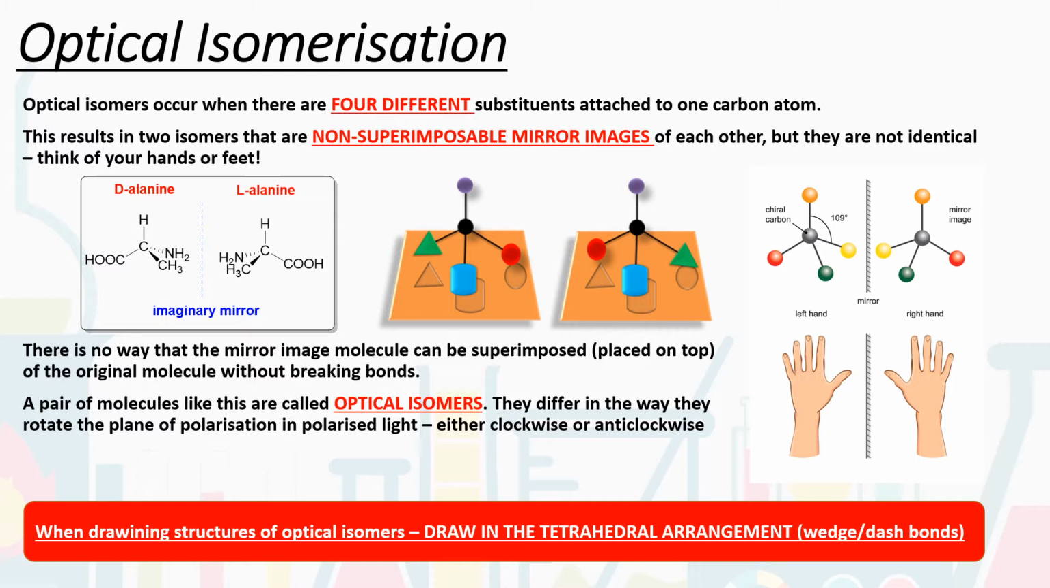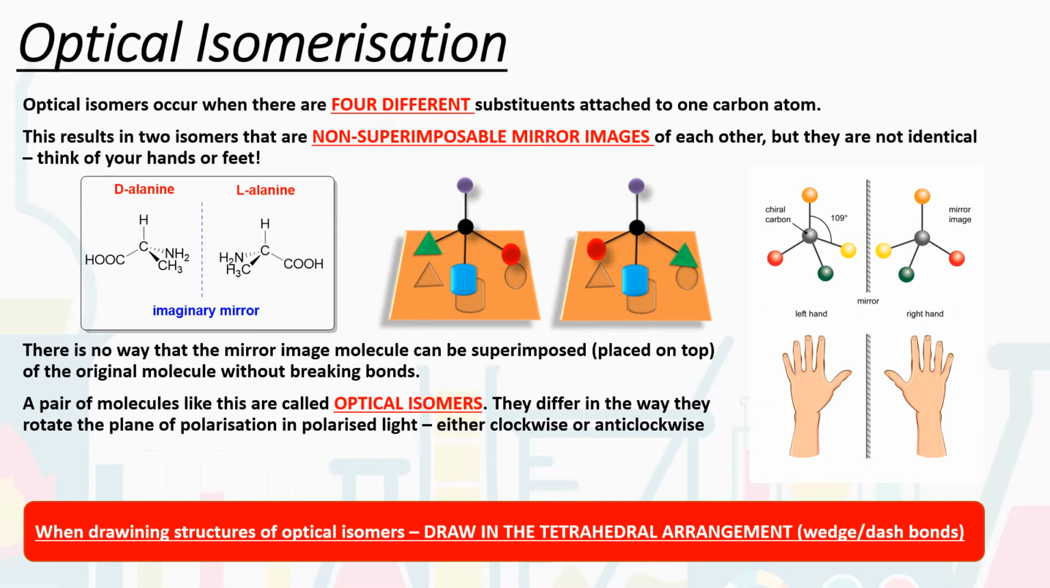And as you can see on the left-hand side of that image, if we have the holes for those shapes, those shapes fit perfectly into those holes. On the other side, though, we have the mirror image of that molecule. So imagine a kind of mirror in between those two molecules. We have the mirror image of each other, and so the one on the right is the mirror image of the one on the left.